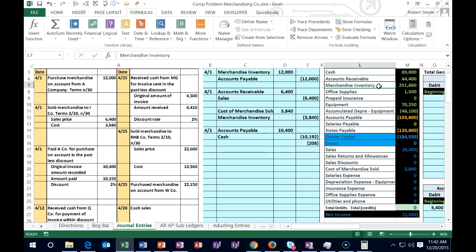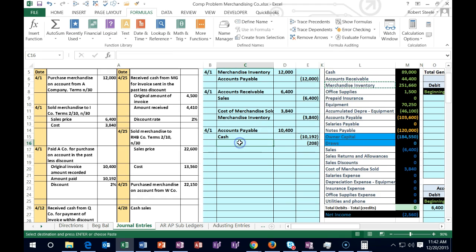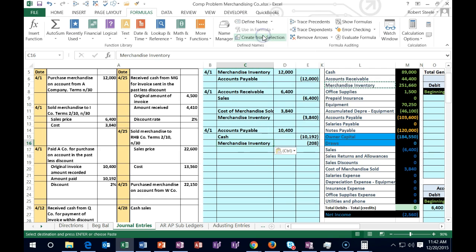Therefore, we need to reduce the inventory amount by the overstatement of 208, the amount of the discount we got on it. So we need to reduce this as a debit balance. We're going to make it go down by doing the opposite thing to it, which in this case is a credit. So I'm going to copy that, put it on the bottom in cell C16, right click and paste it 1, 2, 3.